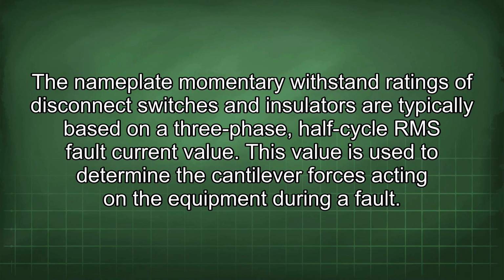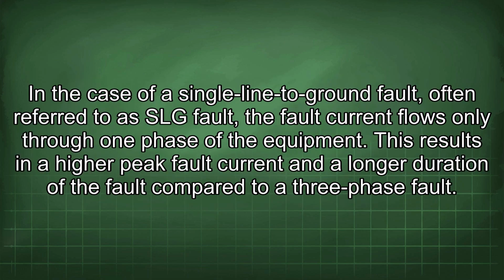The nameplate momentary withstand ratings of disconnect switches and insulators are typically based on a three-phase half-cycle RMS fault current value. This value is used to determine the cantilever forces acting on the equipment during a fault. In the case of a single line-to-ground fault, often referred to as SLG fault, the fault current flows only through one phase of the equipment. This results in a higher peak fault current and a longer duration of the fault compared to a three-phase fault.